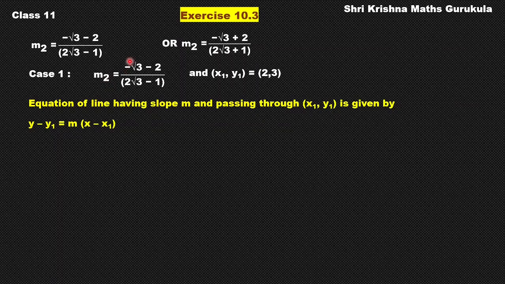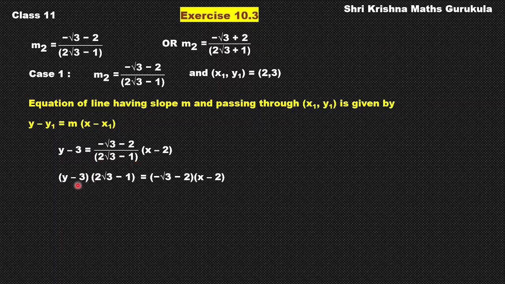We are substituting for m here, that is the slope. For x1 y1, this is the point 2 comma 3. Substitute the values. Y minus 3 is equal to minus root 3 minus 2 whole divided by 2 root 3 minus 1 into x minus 2. Clear? We just substituted this m and this point x1, y1, 2, 3. Right? Now cross multiply. Y minus 3 into 2 root 3 minus 1 is equal to minus root 3 minus 2 into x minus 2.